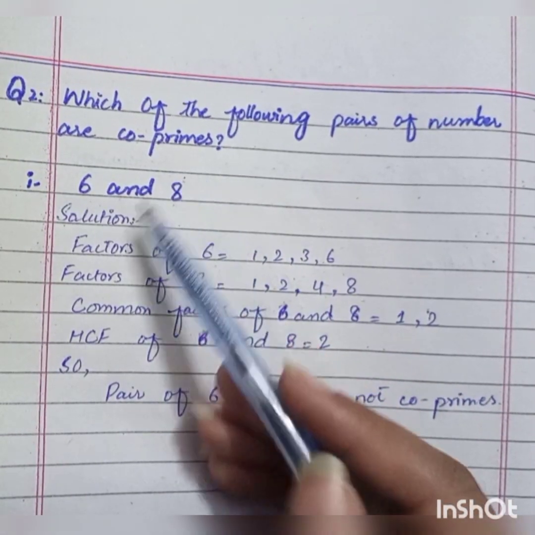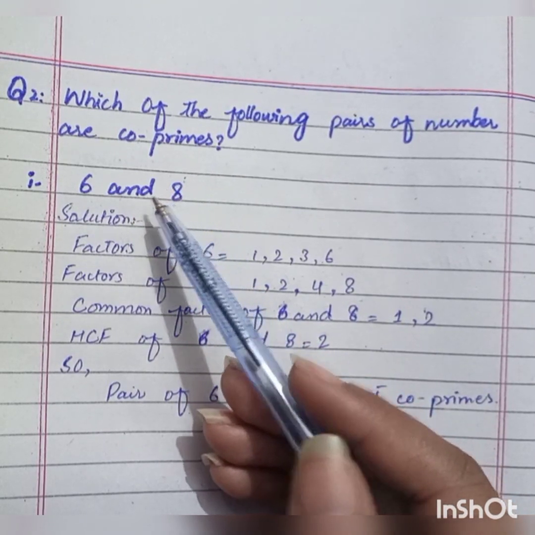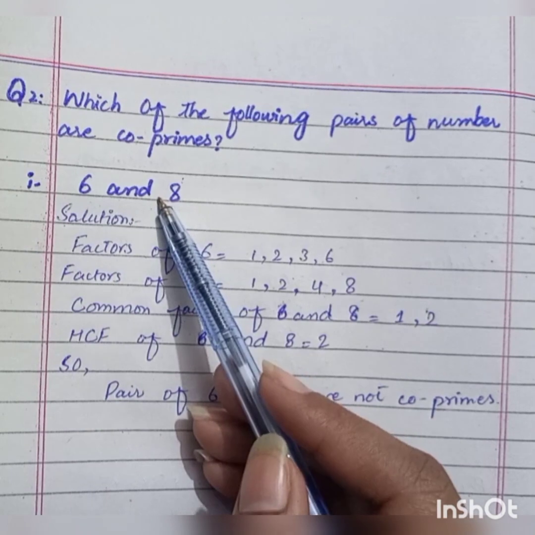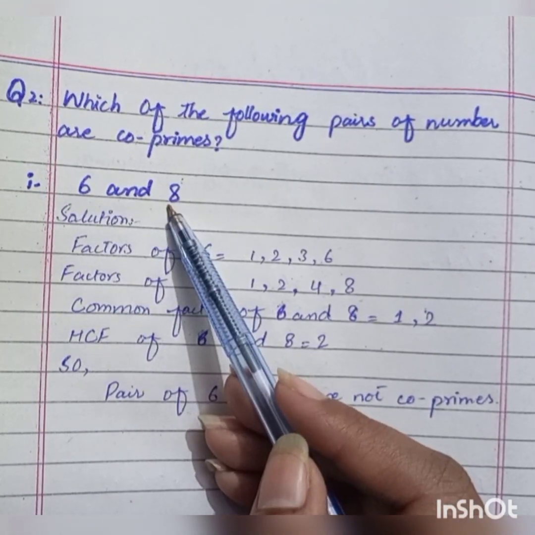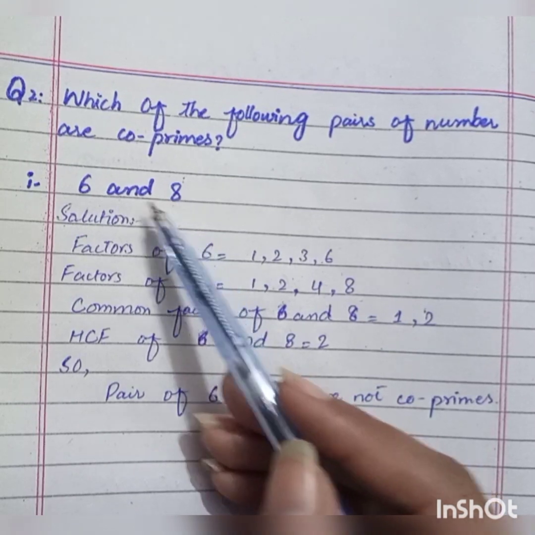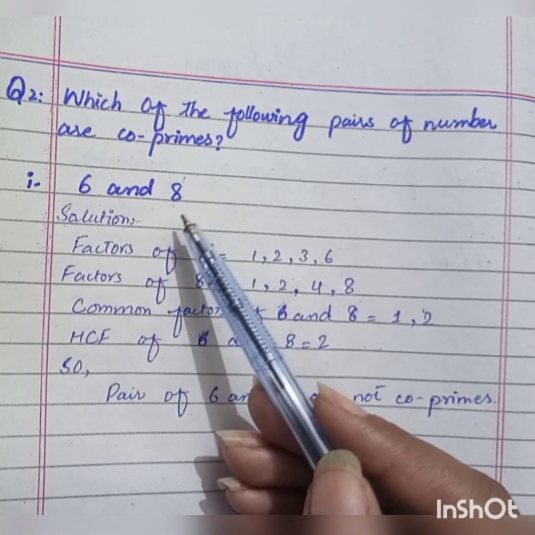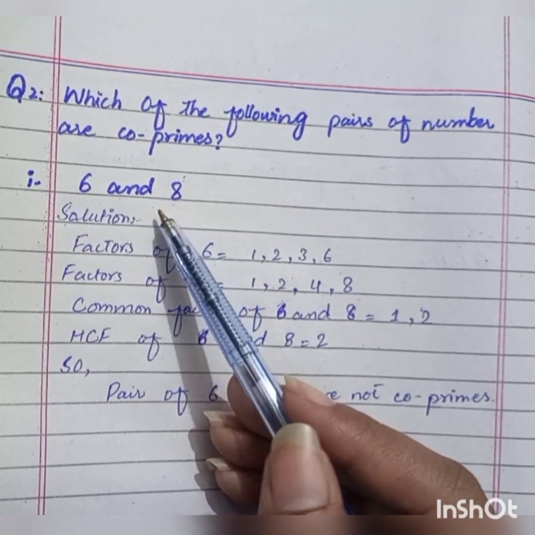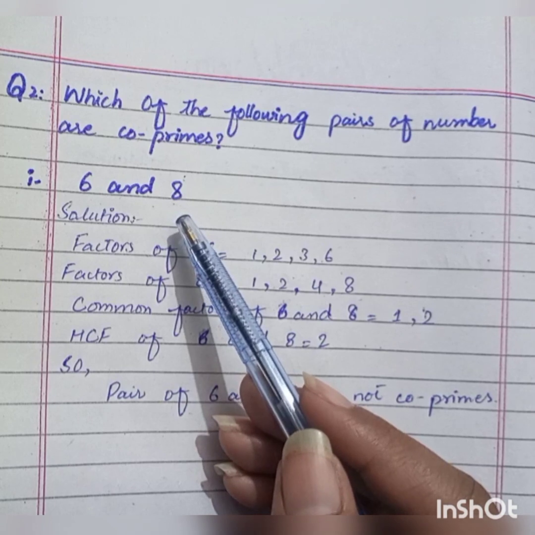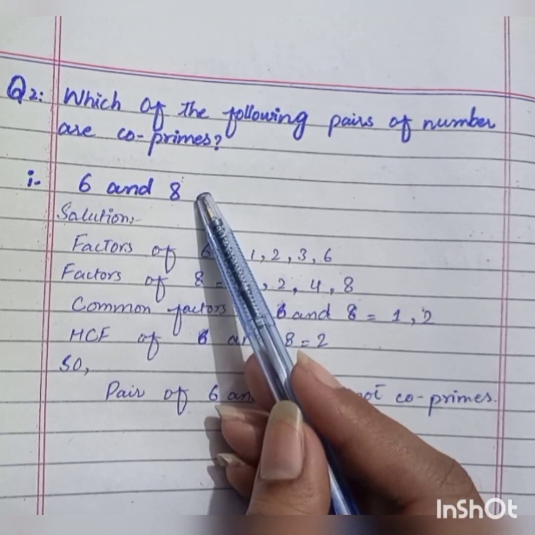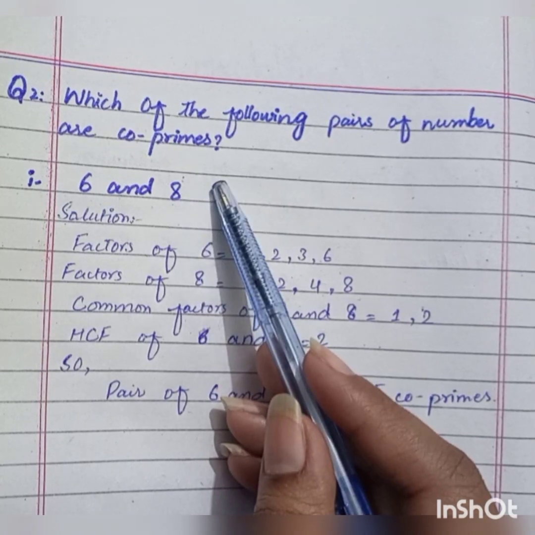Students, coprime means if the HCF of two numbers is 1, then the numbers are called coprimes. Let's solve part number 1, 6 and 8. In order to find whether this pair is coprime or not, we will first find factors of 6 and 8 and then common factors, and then we will find HCF of 6 and 8. So students, if HCF of 6 and 8 is equal to 1, then this pair will be coprimes, or if not, then this pair will not be coprimes.